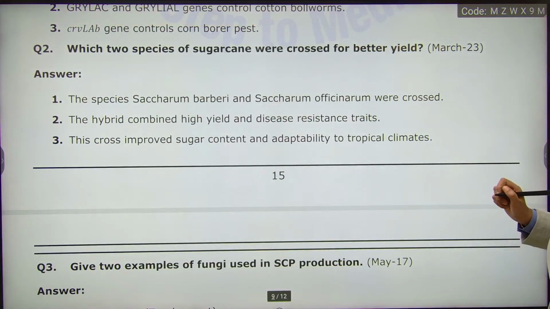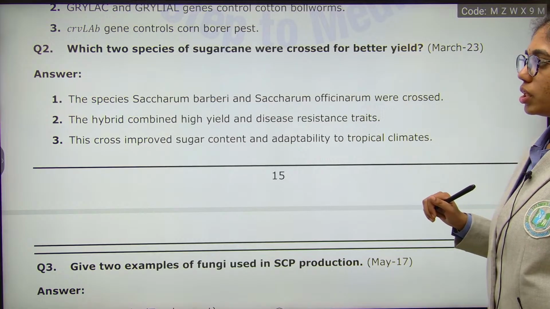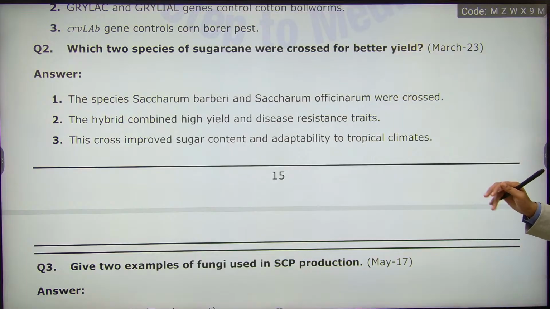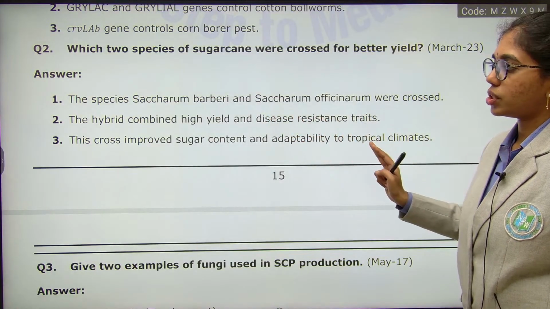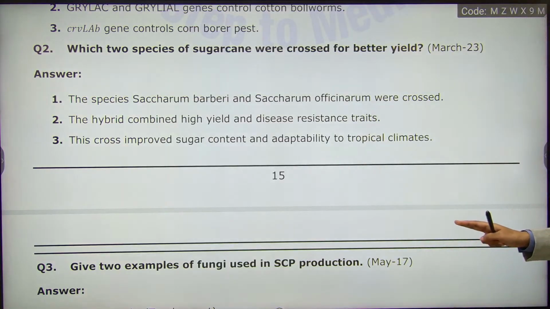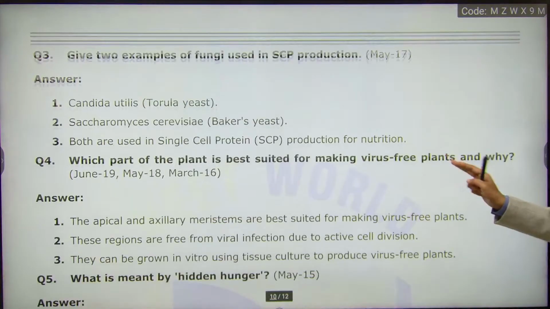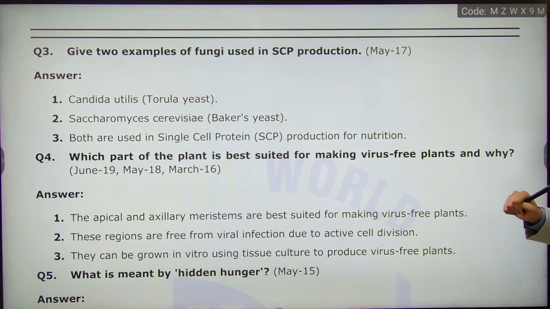Next, two species which are produced by crossbreeding. In sugarcane, Saccharum barberi and Saccharum officinarum were crossed. What type of traits will this produce? The hybrid combined high yield and disease resistant traits, and the cross improved sugar content and adaptability to tropical climates.